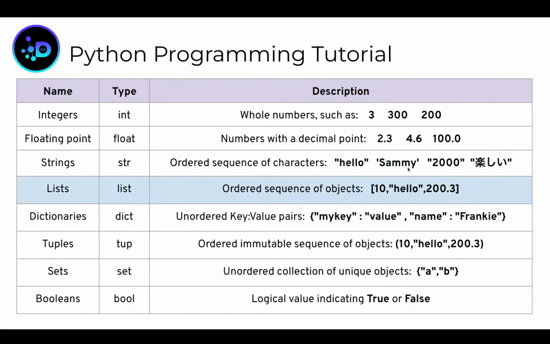So basically, lists are ordered sequences of objects, right? For example, we have 10, we have hello, we have 200.3.